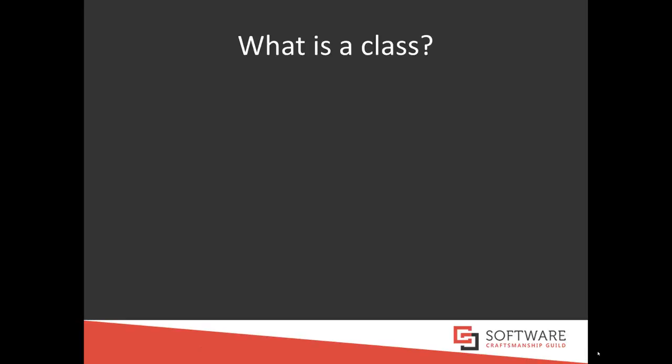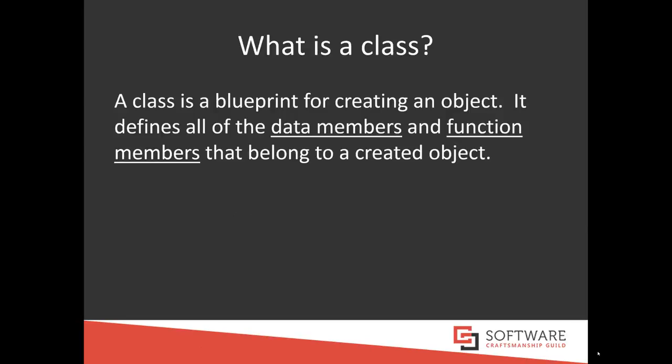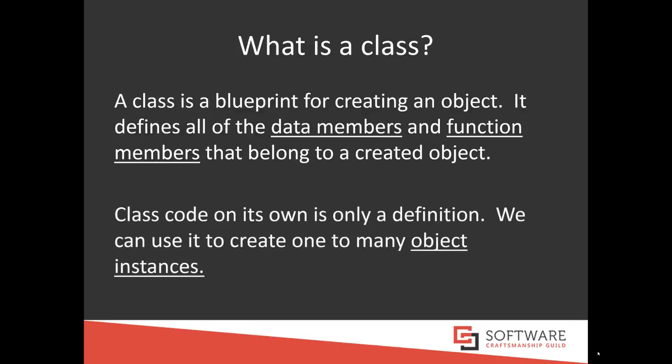So what's a class? A class is nothing except a blueprint for creating an object. So classes and objects are related to each other, but a class defines what an object looks like and how it behaves. That is to say that the class defines the data members that keep track of data, like account number, balance, and function members are the verbs. They're the things that do things on the class, like deposit, withdraw, transfer.